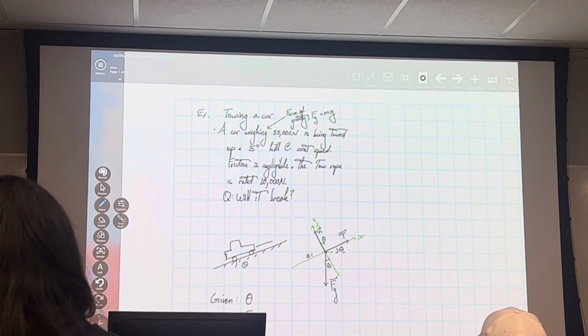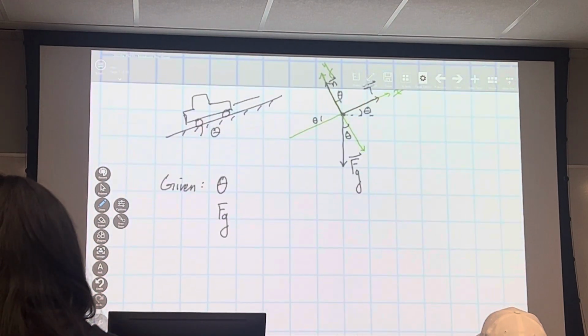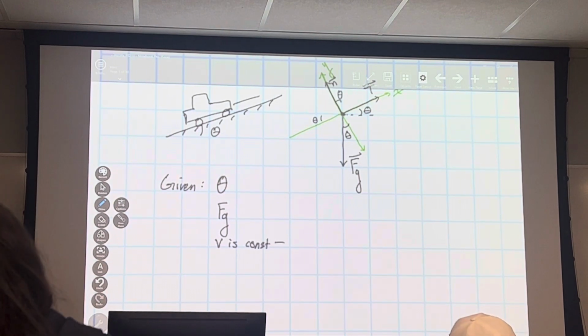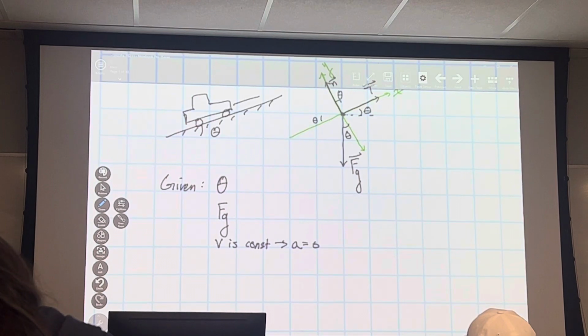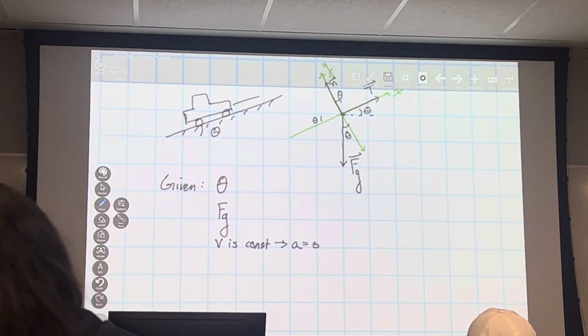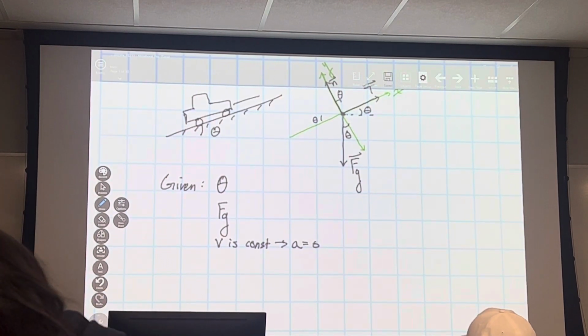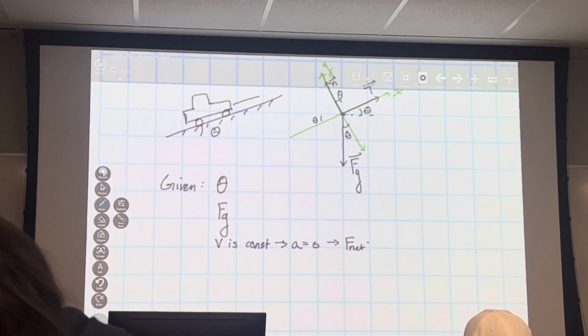It's constant speed. Meaning what? Acceleration is 0. V constant means acceleration is 0. Meaning what else? Equilibrium. Equilibrium meaning F net is equal to 0.